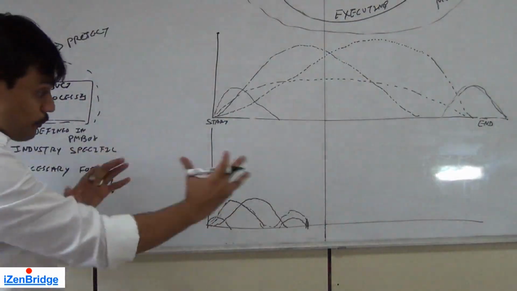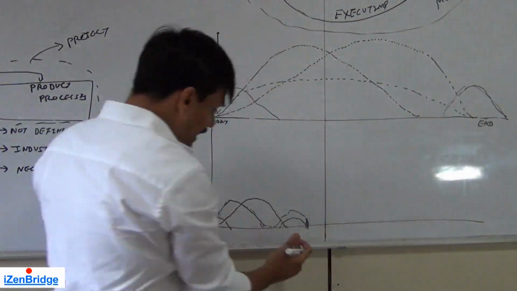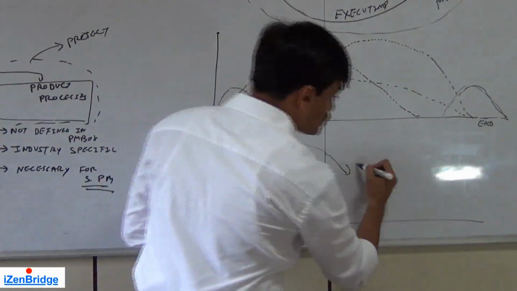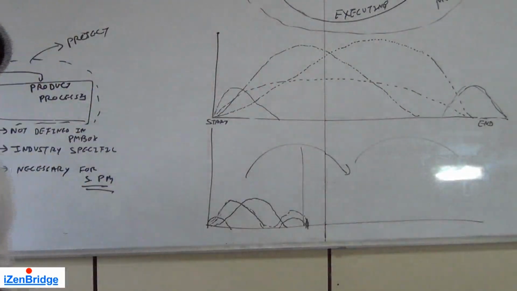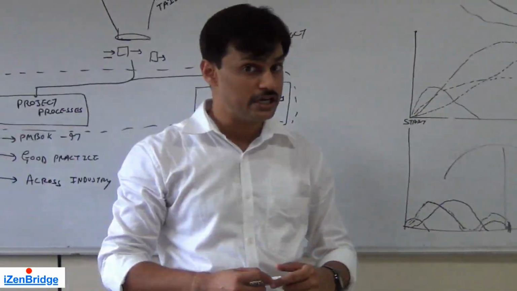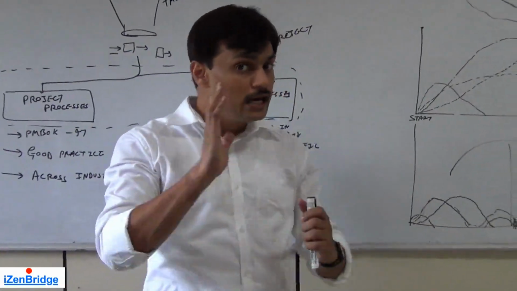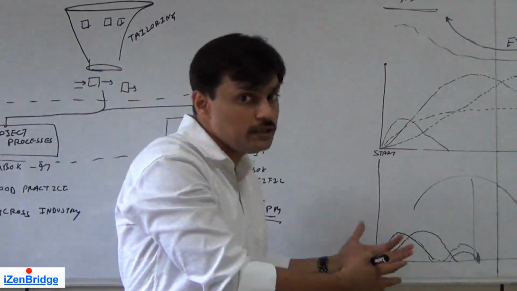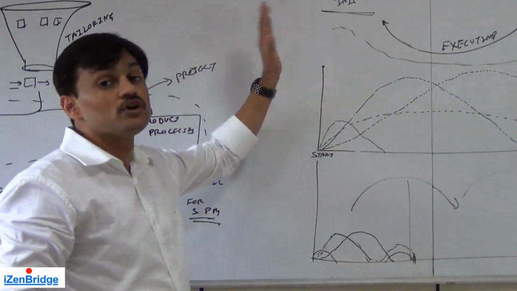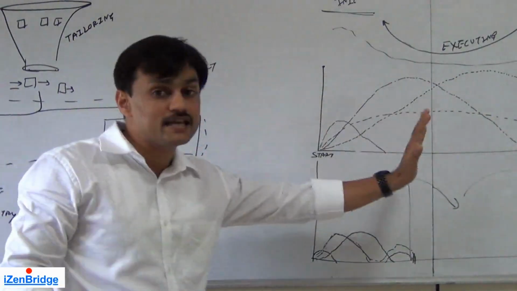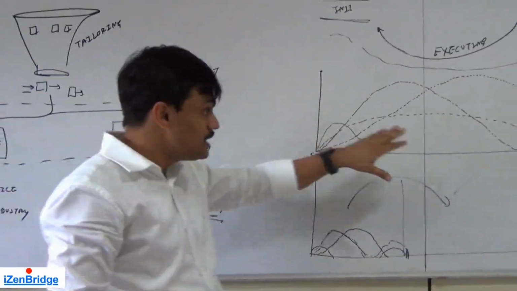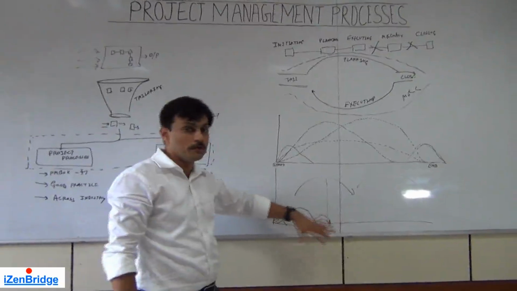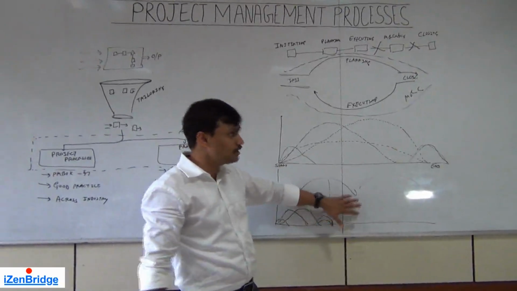So a group like this may get focused in one iteration, and we repeat this from iteration to iteration. The point I am trying to make clear here is that there is a relationship between a life cycle and the amount of effort we spend in various process groups. If we have a predictive life cycle, the process group investment will be something like this. If we have an adaptive or an iterative life cycle, the process group distribution of effort would be something like this.